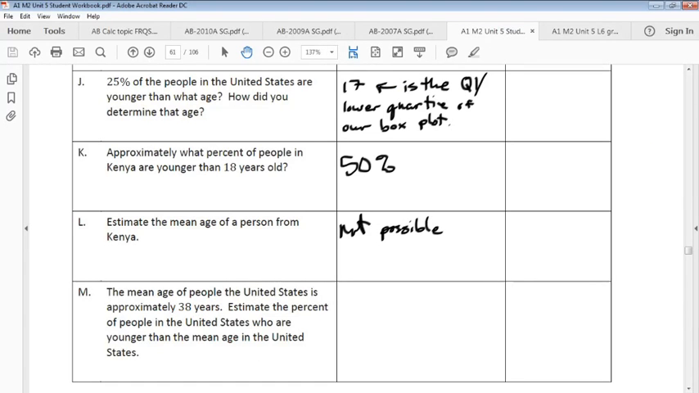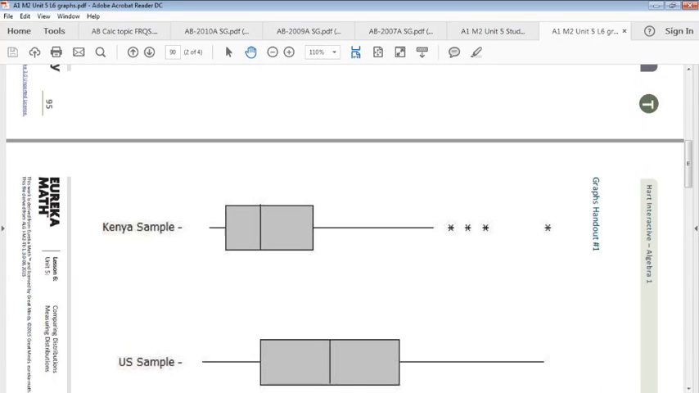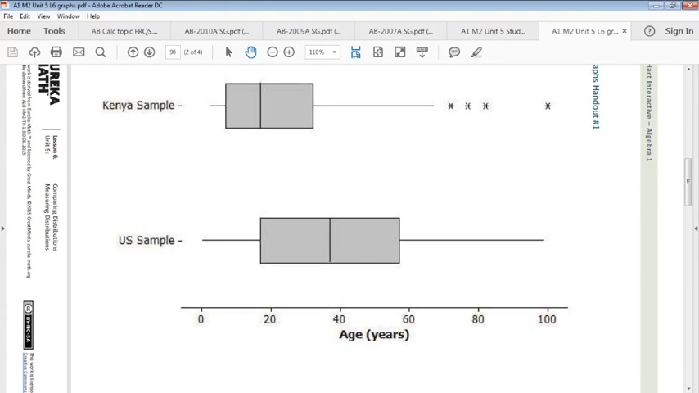Last question on this screen. The mean age of the people in the United States is approximately 38 years, so they give us the age. Estimate the percent of the people in the United States who are younger than the mean age in the United States. Let's not make it complicated. Let's just look at our data that we have on our box plot. So the information said that 38 is the mean. Hey, cool. That's really close to our median.